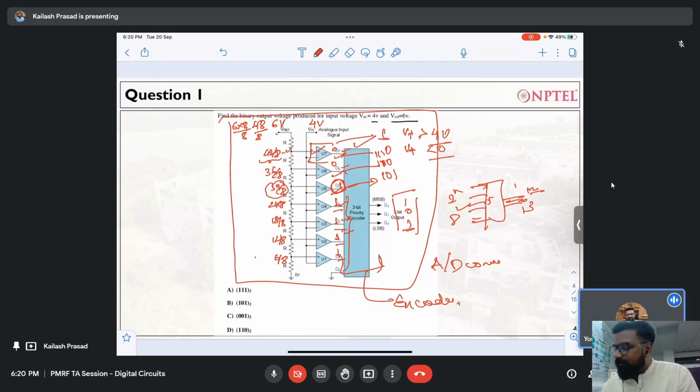For getting analog to digital output, you have to provide an analog voltage. Analog voltage is not provided to the encoder. The encoder has already been provided digital voltages, and this digital voltage will be used to convert it into an output, which will be the digital output. So, moving to the next question.